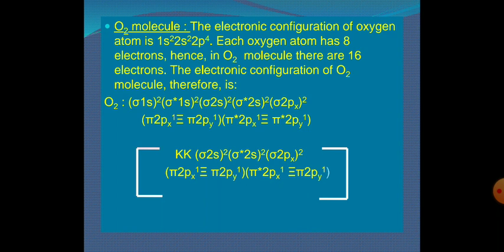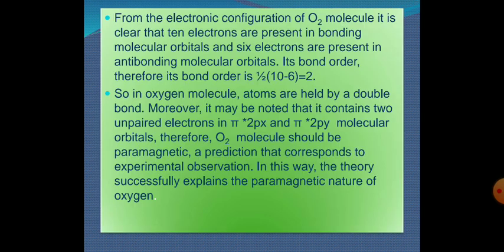If we consider the electronic configuration of carbon, the energy level is different from that of carbon here: pi 2px1 and pi 2py1, both at the same energy level, and pi star 2px1 and pi star 2py1. So this is the electronic configuration for O2 molecule. From it, it is clear that 10 electrons are present in bonding molecular orbitals and 6 electrons are present in anti-bonding molecular orbitals.